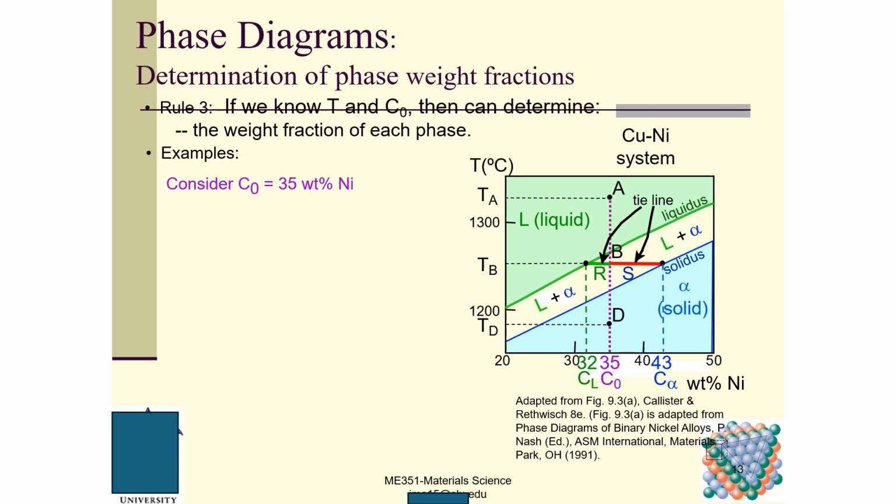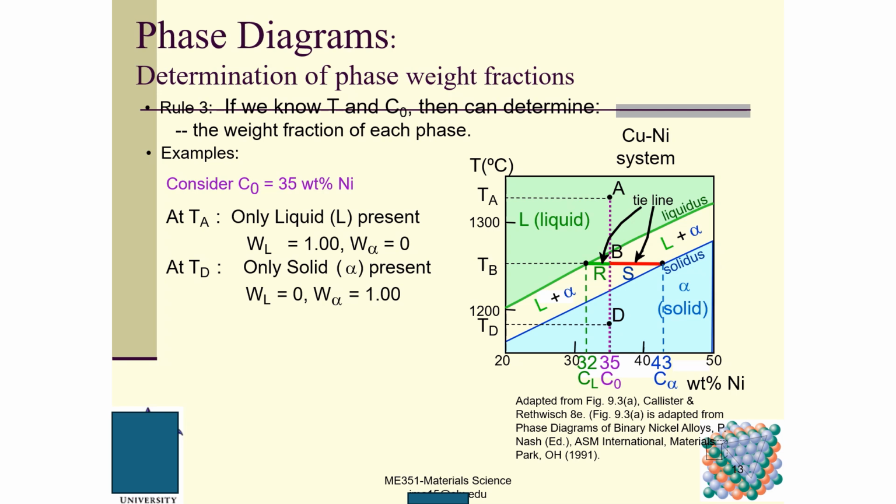For example, C0. And C0 is at Ta, okay? Only liquid is present, so the weight percentage of the L phase equals 100%. At Td, only solid alpha is present, WL equals 0, and W alpha equals 100%.